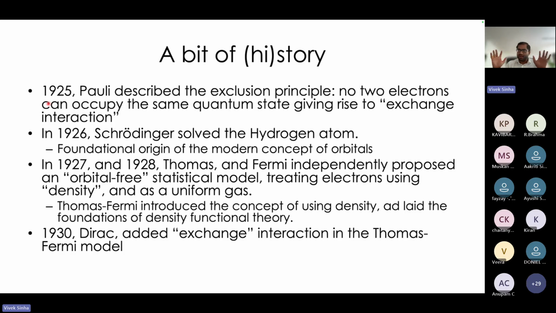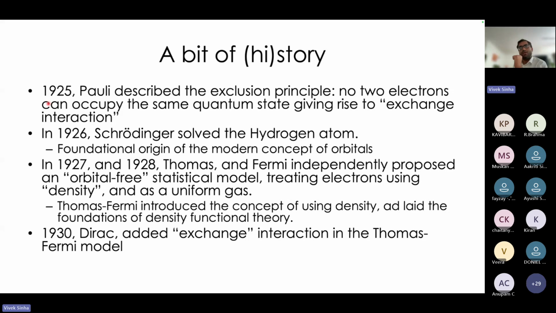But we have read about this Pauli exclusion principle when we read about atomic structure, even at school, that if electrons want to occupy the same spatial orbital, they have to be coupled. Otherwise, they stay apart, right? And that introduces a correlation, which I'll talk about in the next slide. So 1925, Pauli gave this principle.